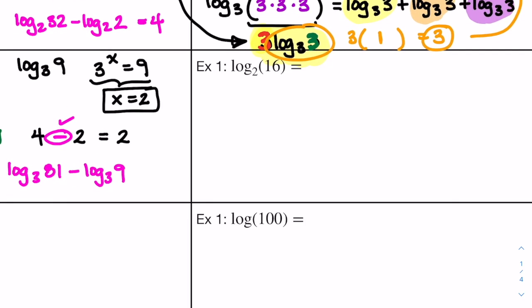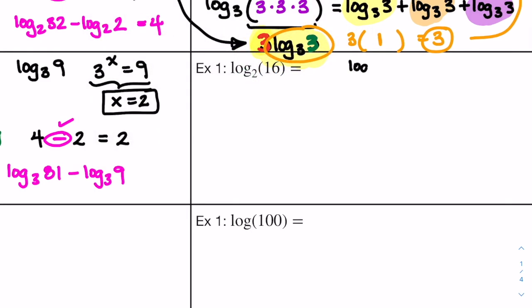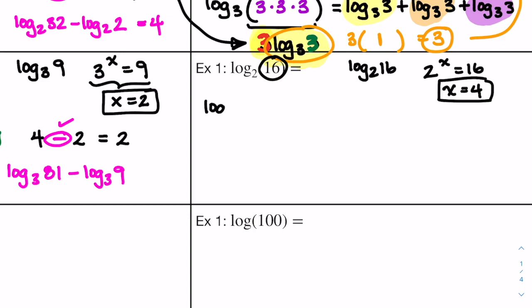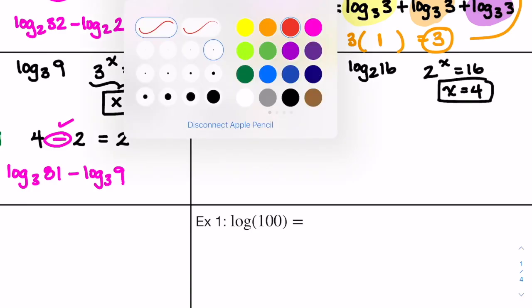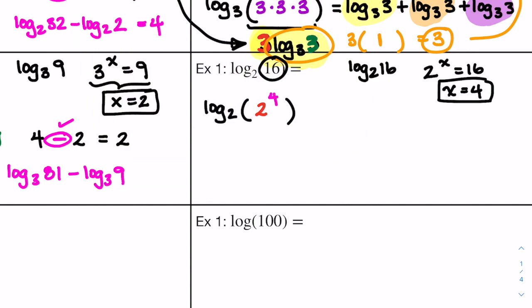Let's look at one more. So we have log base 2 of 16. Again, a log that you could very easily do in your head. Just treat it as 2 to what power is 16. You'll get 4. But could I express this as a power? So I could write this as log base 2 of, let's say, 2 to the 4th power.